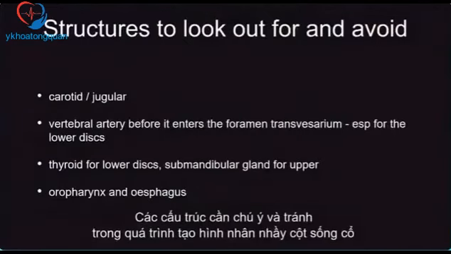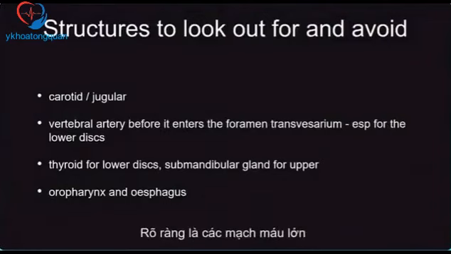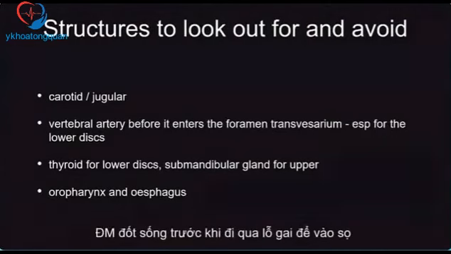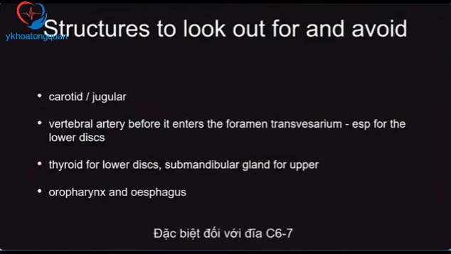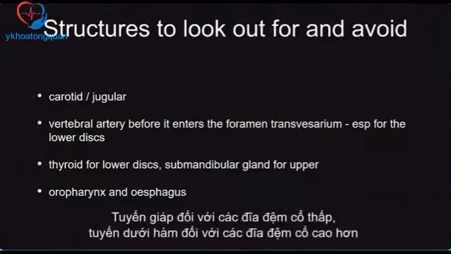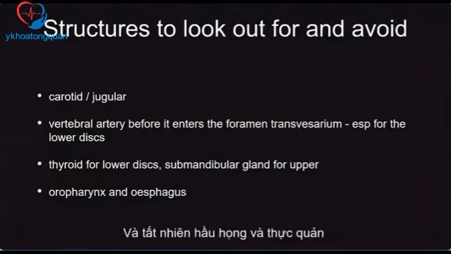Structures to look out for and avoid during a cervical nucleoplasty. Well, obviously the large vessels, which would be the carotid artery and the internal jugular vein, the vertebral artery before it enters the foramen transversarium, especially for the C6, C7 disc, the thyroid for the lower disc, the submandibular gland for the upper disc, and of course the oropharynx and esophagus.